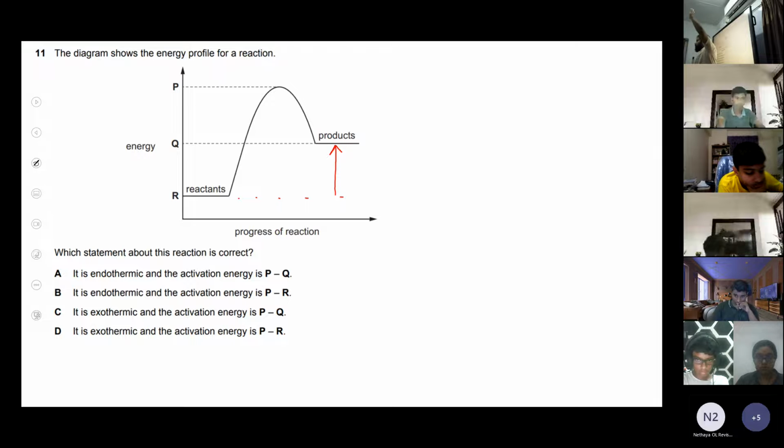Activation energy: now the transition state, the height of the hump. Enthalpy change: now products, the real difference between reactants and products. The activation energy is all the way up. This is the activation energy. Enthalpy change is from R to P, P minus R. Therefore, the answer is B.